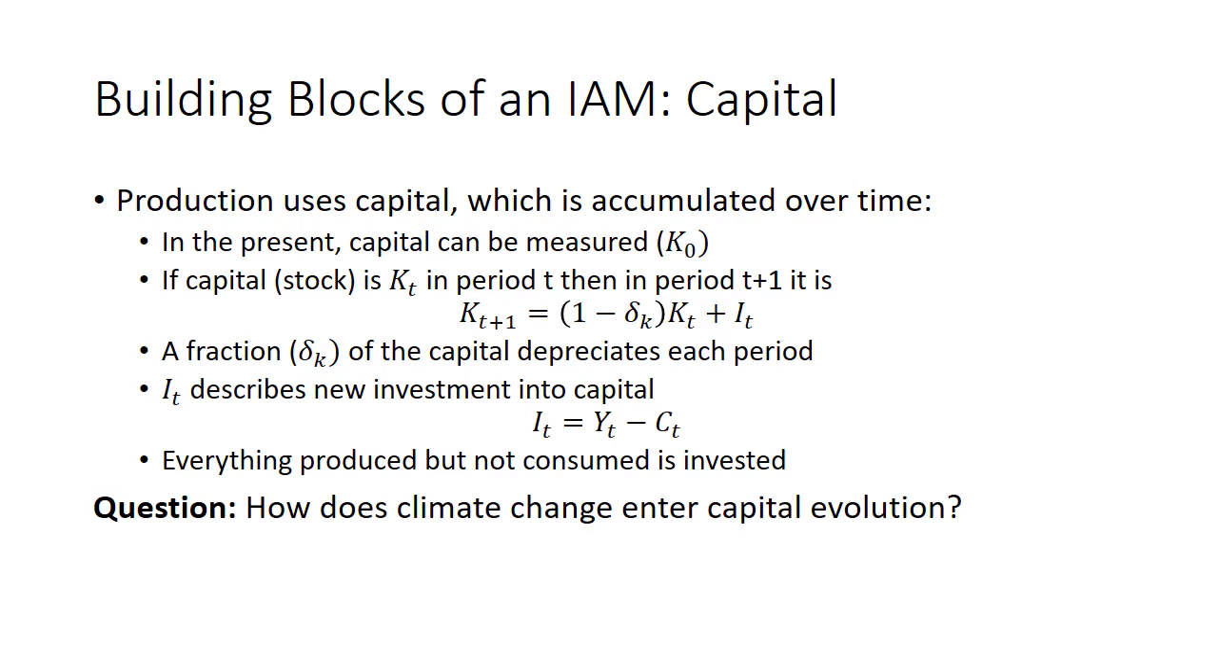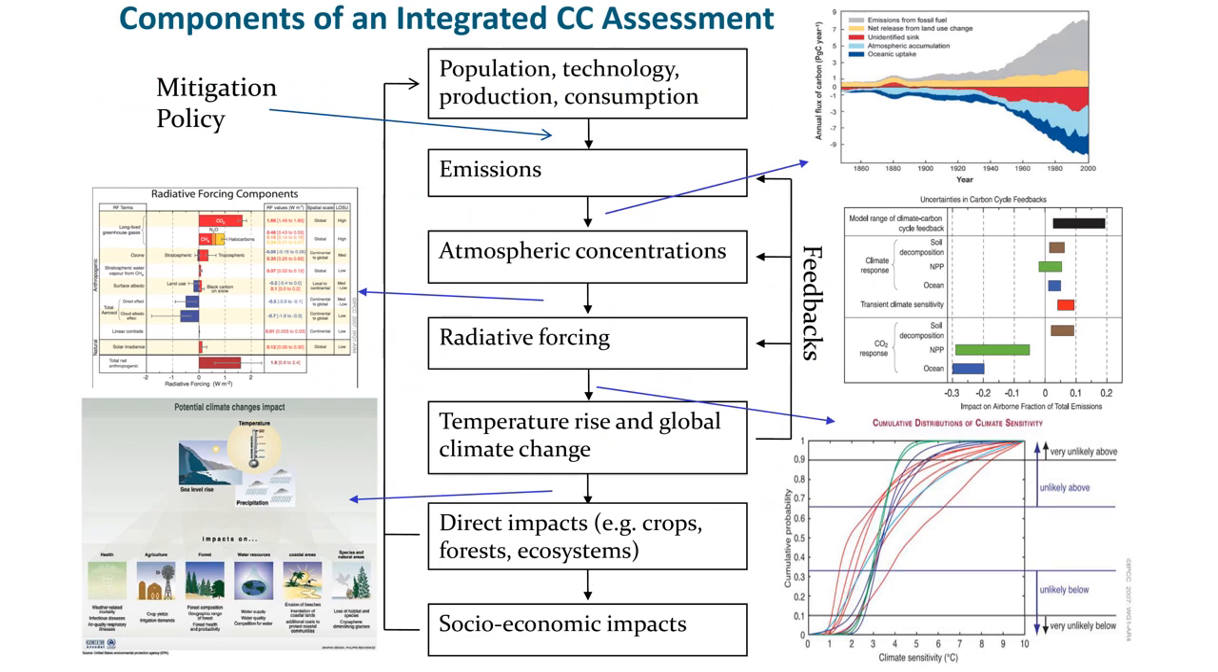Remember, production in period T, YT, is a function of damages, emissions damages. So of course, YT is going to be affected by climate change. Consumption as well. We're going to consume less as damages increase. We've gone through production. Now let's go to emissions.